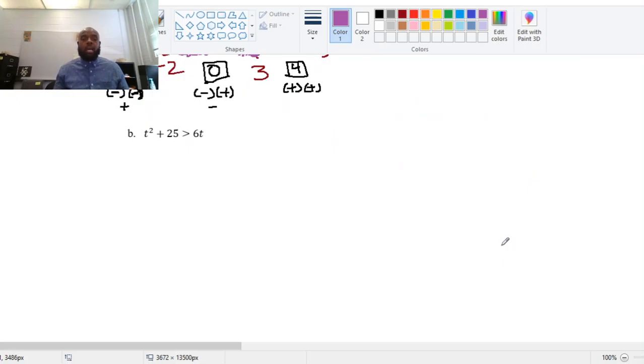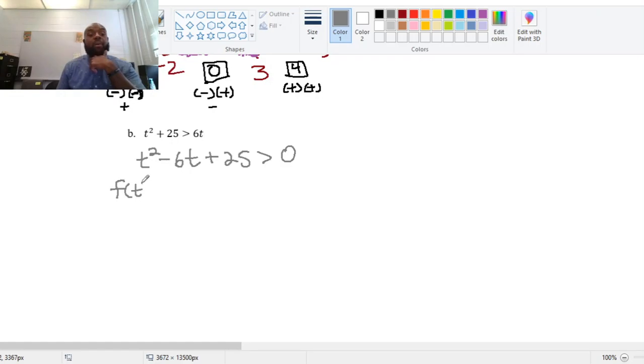Let's look at one more example. I have t squared plus 25 is greater than 6t. When I look at this inequality, I want to get everything on one side and 0 on the other. So I'm going to subtract 6t from both sides. Now that I have that, our input variable is t here. I want to find the x-intercepts of this function. I can't factor, so I've got to use another method.